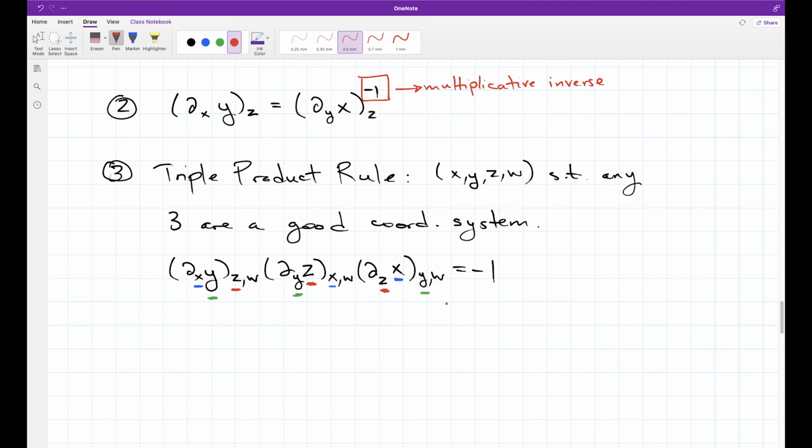We'll see how this, combined with the inverse function rule, actually allows us to do a number of useful manipulations in some future lectures.